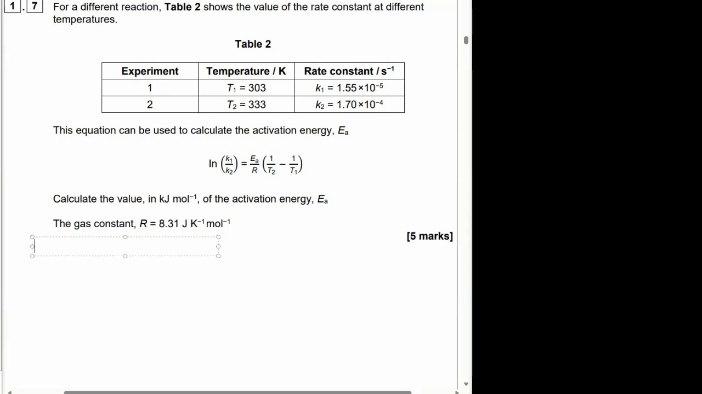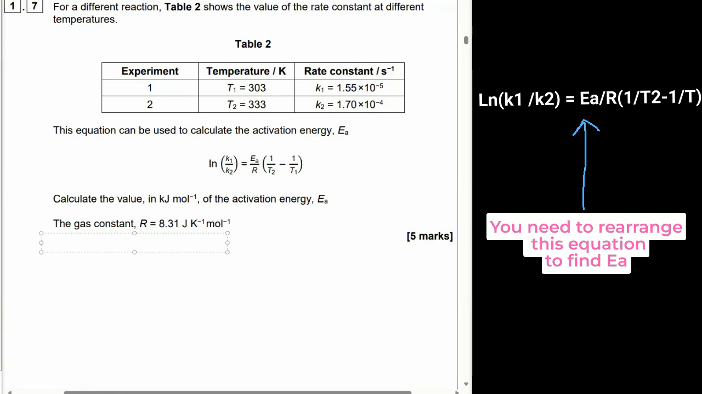Okay, I feel like I'm talking at 90 miles an hour in my recent videos. For a different reaction, table 2 shows the value of the rate constant at different temperatures. So we've got all the data here for temperature and rate constant for 2 experiments. We've been given this equation, which looks like the Arrhenius equation. And we need to find EA, which is the activation energy. So you've got to rearrange that equation to find EA that's on the right there.